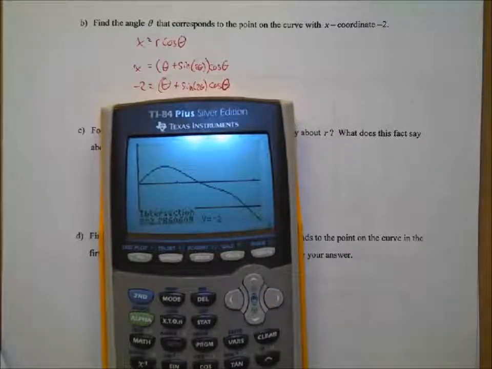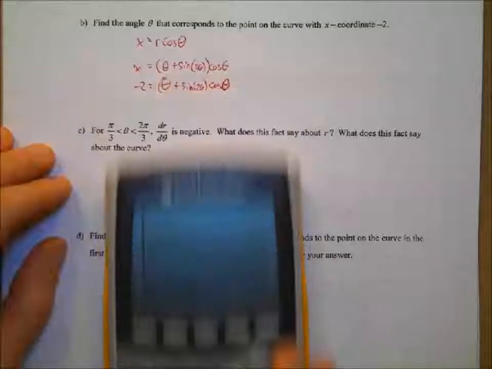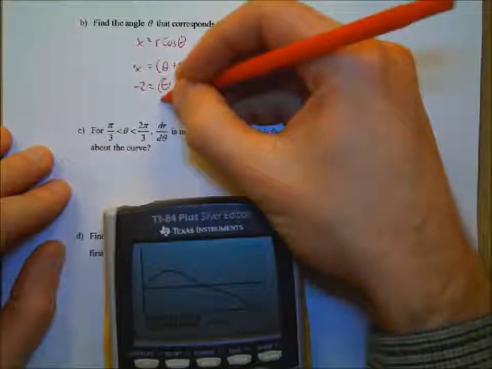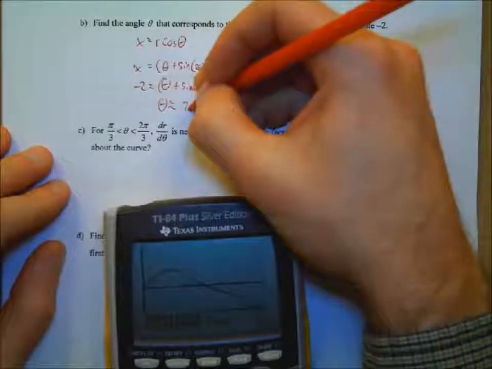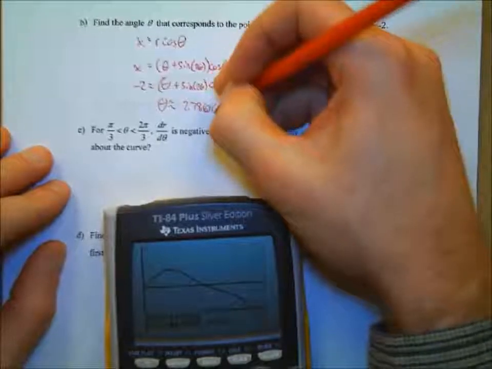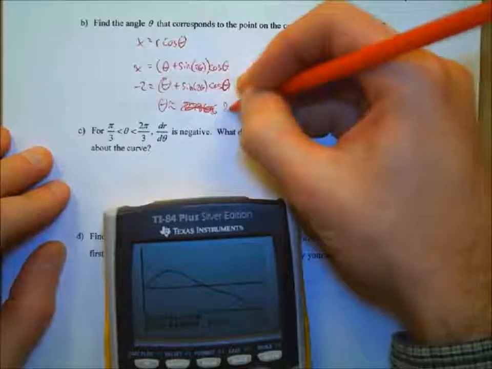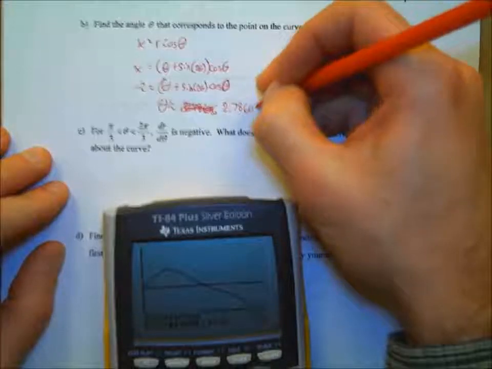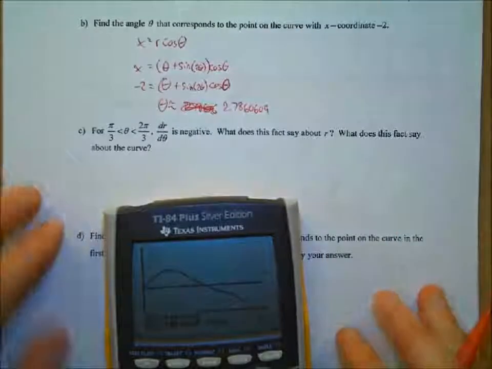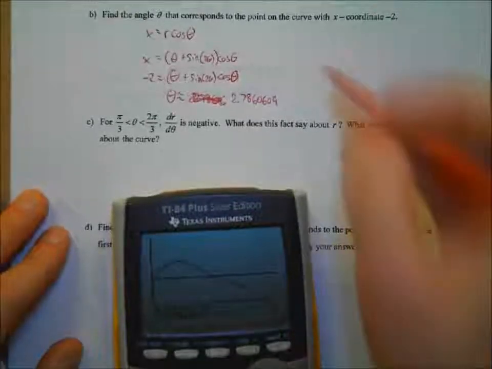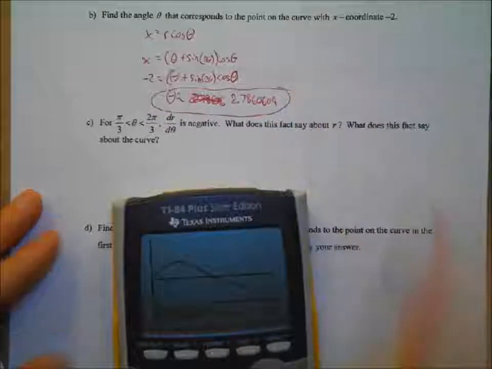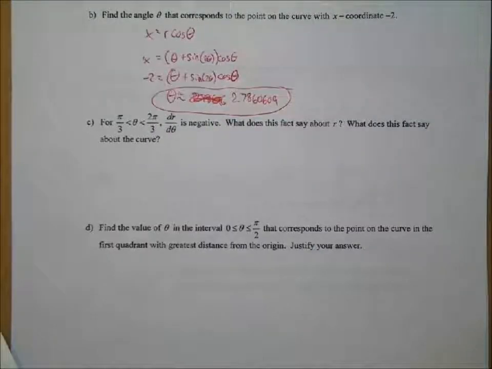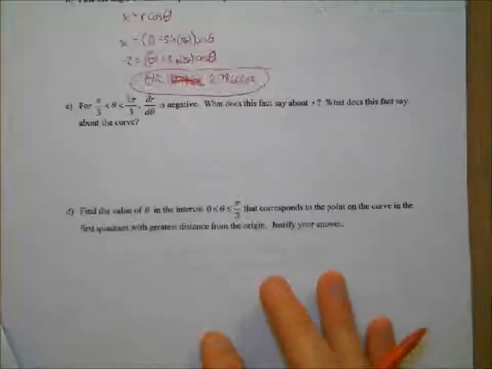Okay, and so we get 2.7860609. Okay. So there's our answer right there. Sorry, yeah, function, which is rectangular. Yeah. Okay. All right.